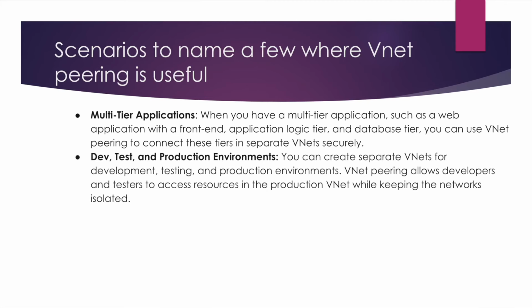And dev, test, and production environments. You could probably have different environments to deal with. You can create separate VNets for development, testing, and production environments. So VNet peering allows developers and testers to access resources in the production VNet while keeping the networks isolated.